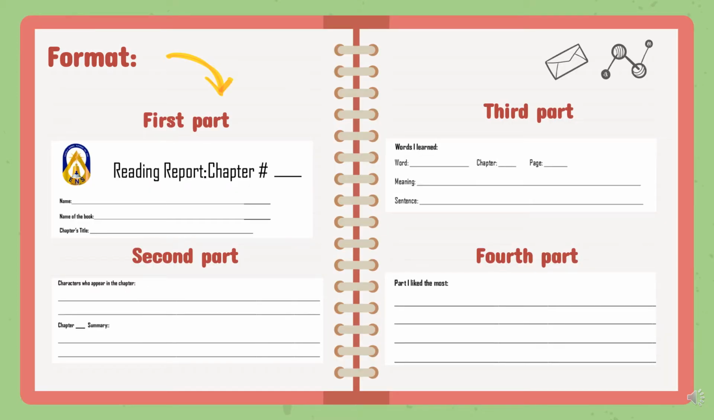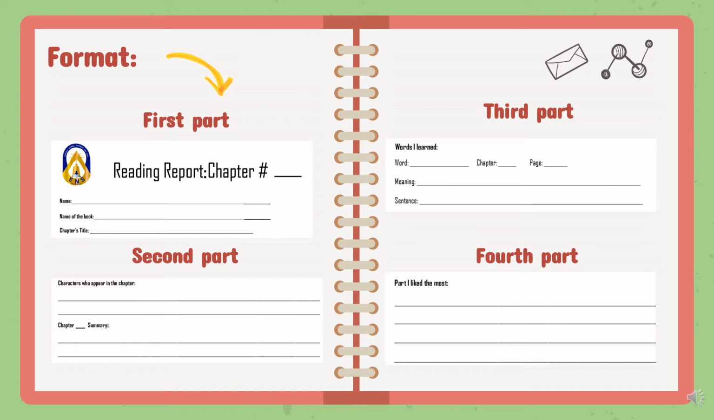So we know for a fact that students don't love reading. They consider it boring, especially if they can't choose the book. So for this activity, I let them choose their favorite book, and then I use a reading report format. The format, as you can see, has four parts.